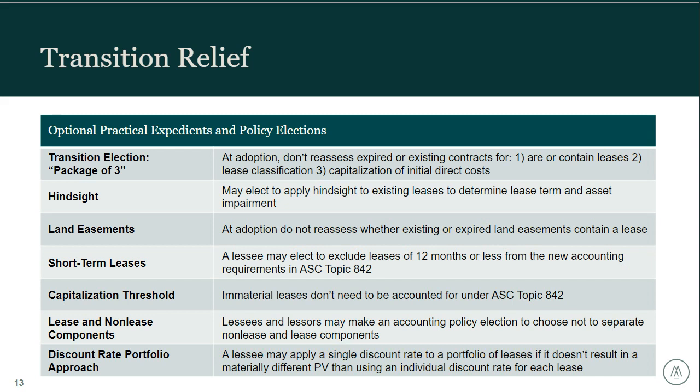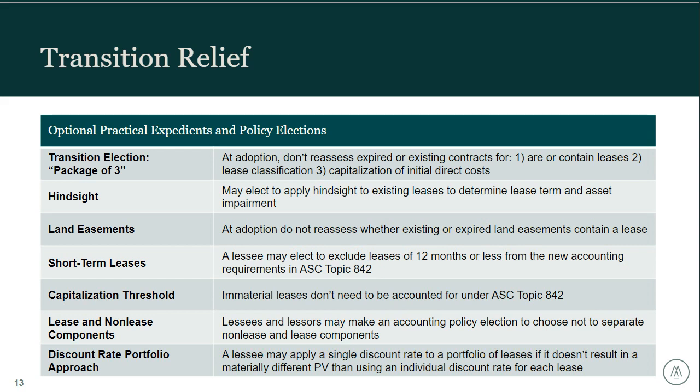This easements one, certainly for energy companies, can be really important. Upon adoption, you're not required to assess existing or expired land access contracts, land easements, as to whether they contain a lease. So yeah, that is purely upon adoption. That is not an ongoing accounting treatment. If you enter into or modify any of those easements or acquire new ones, you are going to have to assess them under ASC 842 as to whether they contain leases.